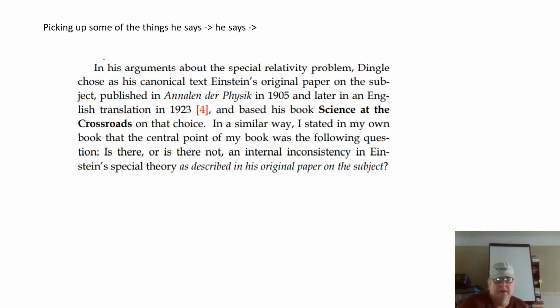Picking up some of the things that Ian says, in his arguments about the special relativity problem, Dingle chose as his canonical text Einstein's original paper on the subject, published in the Annalen der Physik in 1905, and later an English translation in 1923. Einstein's 1905 paper is the first paper that Einstein wrote on special relativity.